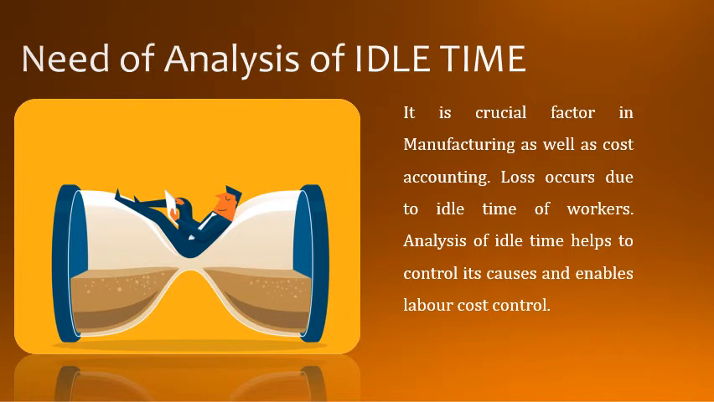So why do we need to analyze this idle time? Because it is a crucial factor in manufacturing as well as in cost accounting. The loss occurred due to the idle time should be accounted. Analysis of idle time helps to control its causes and enables labor cost control. So if we analyze this idle time, then only we can control the causes of idle time, and we can control the labor cost. The labor cost should not be increased beyond a limit. So that should be controlled, and for that idle time control is necessary.